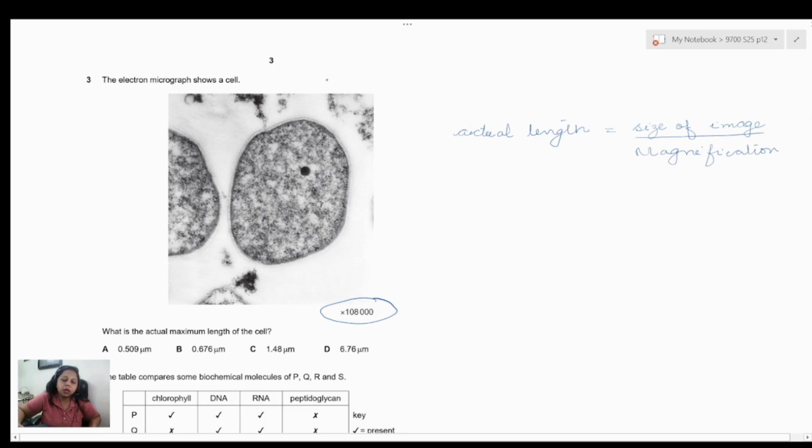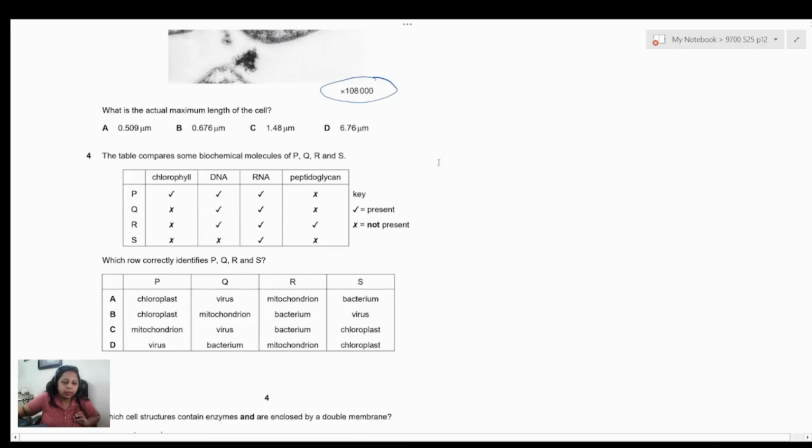So you must have a scale with you. You will calculate the length in millimeter. Now what you need to do is multiply it by 1000 to convert it into micrometer. Calculate the length and then divide it. You'll get your answer. Okay, because I don't know what you are getting on your millimeter scale.